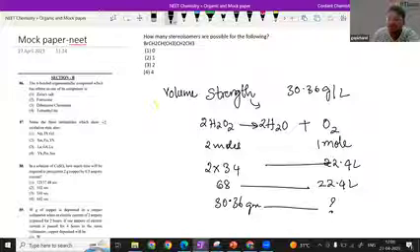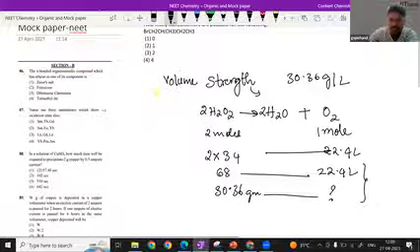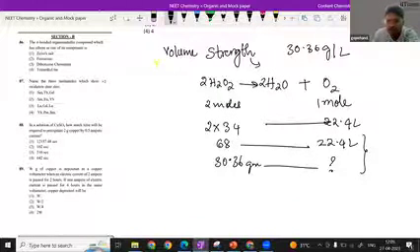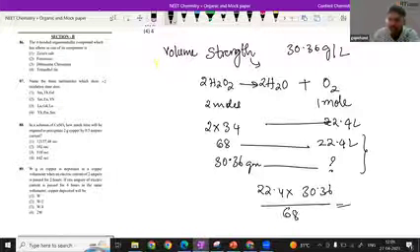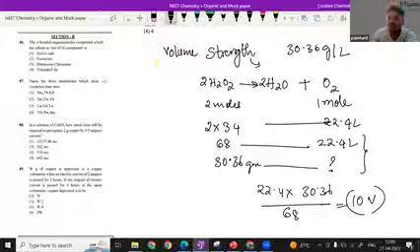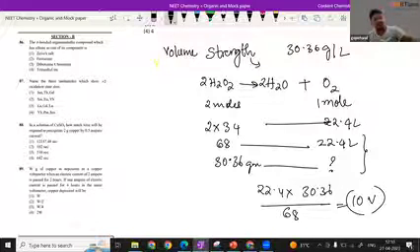It is very simple, you just have to do cross multiplication. We do 22.4 into 30.36 divided by 68. If you solve this, you get 10 point something. So the answer is 10 volume. This is the question given yesterday, and I couldn't recall it then. I hope now you can solve this question easily. I don't think there is any difficulty.